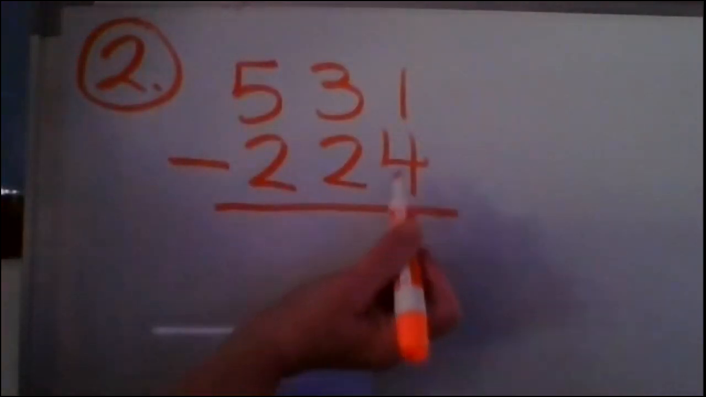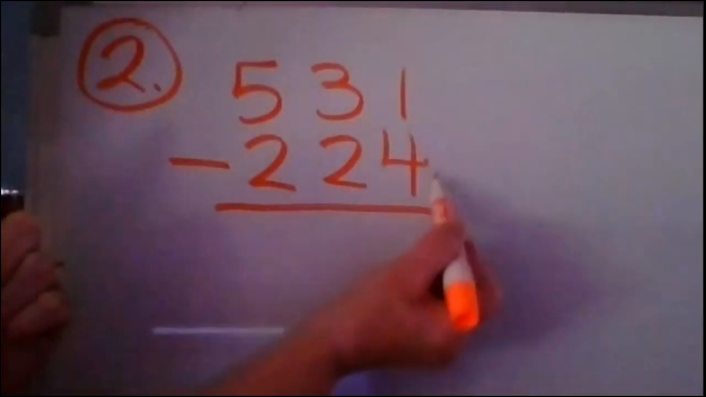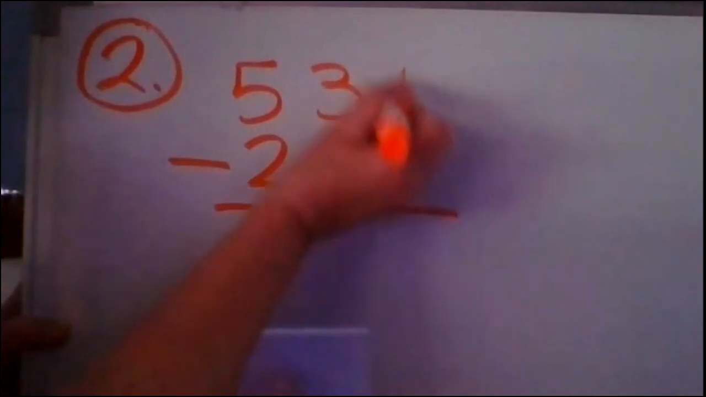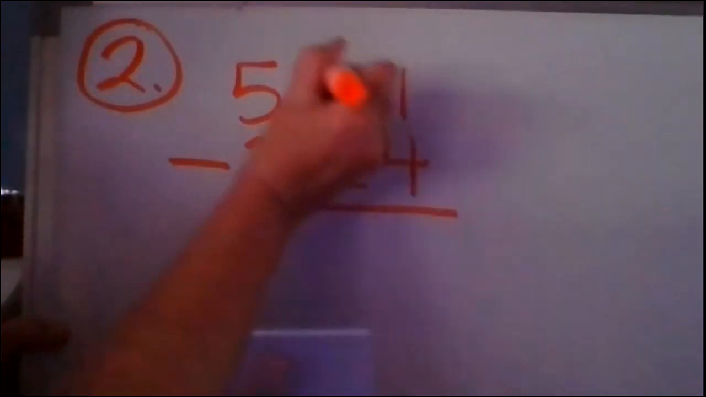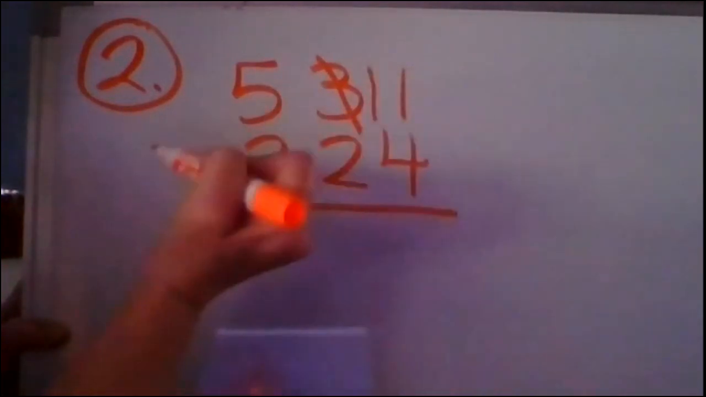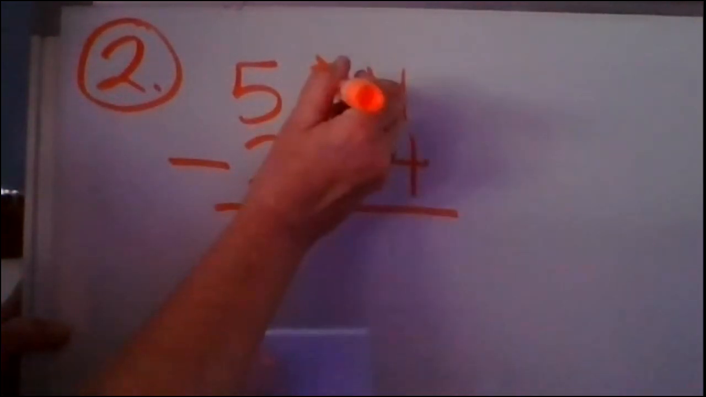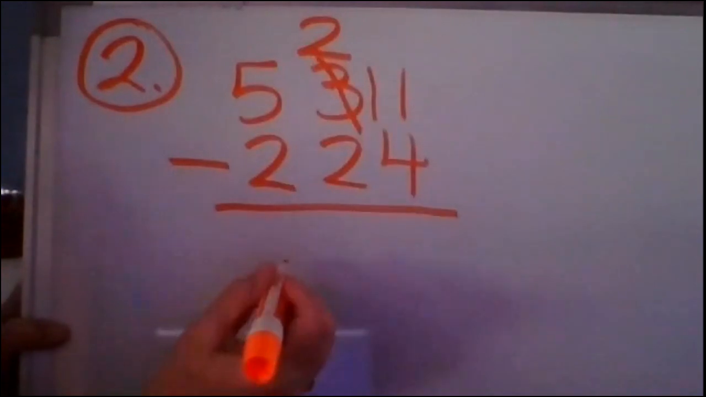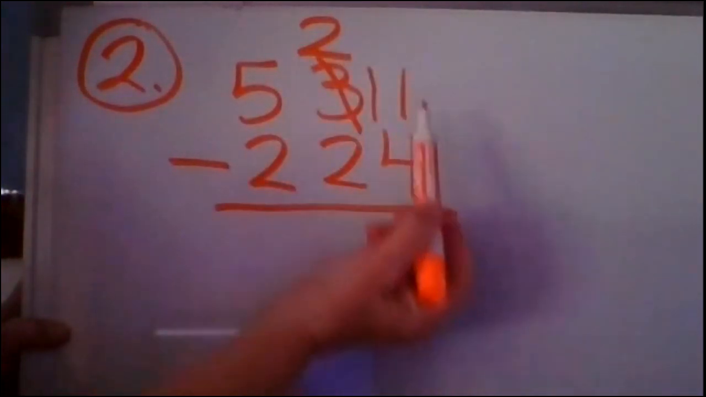Okay, let's check your work. 1 take away 4, more on the floor. We go next door and we regroup. So we bring those 10 ones back over and now 1 becomes 11 and the 3 tens goes down to 2. Now we can subtract.